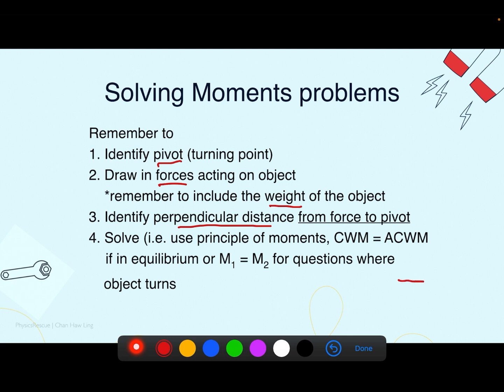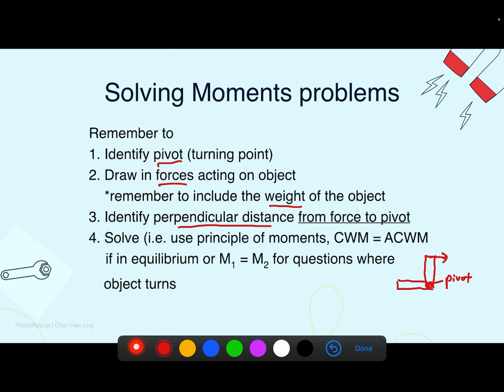So let's say we have an L-shaped metal piece, okay? And it is pivoted at the corner of this L-shaped metal piece, all right? So let's say the pivot is here. So this L-shaped piece is able to turn either clockwise or anti-clockwise. And let's say there is a force acting over here.